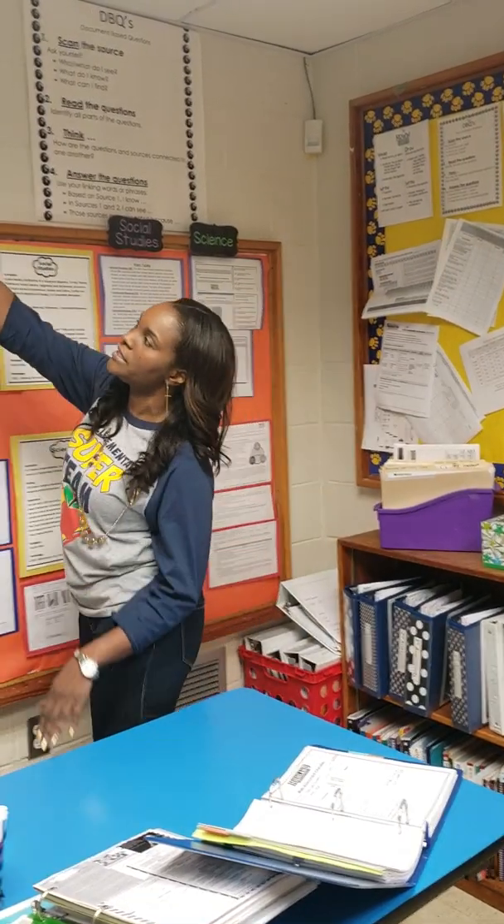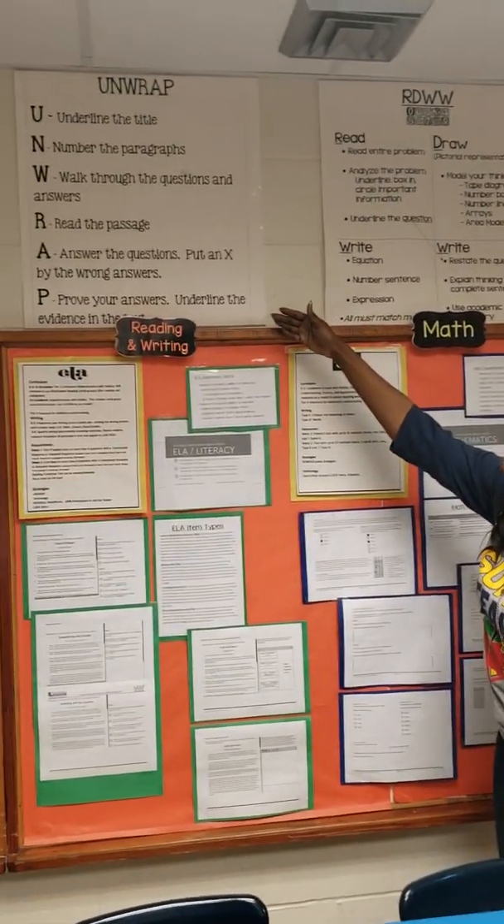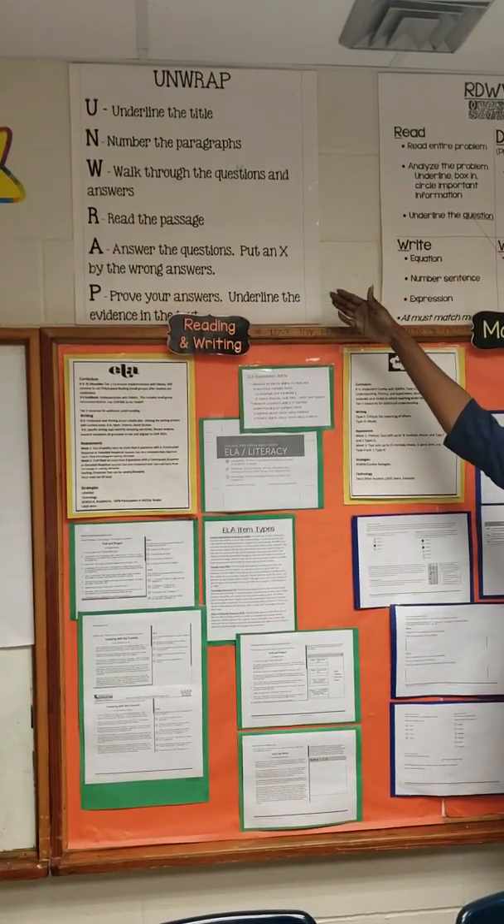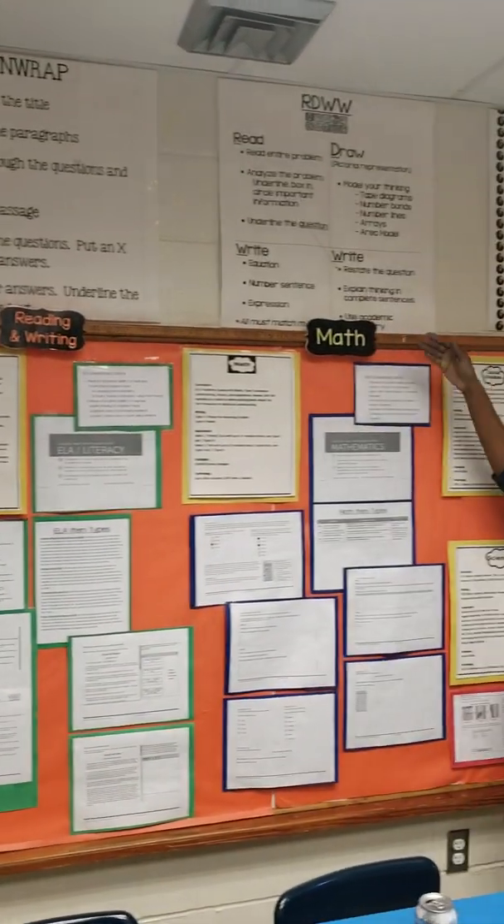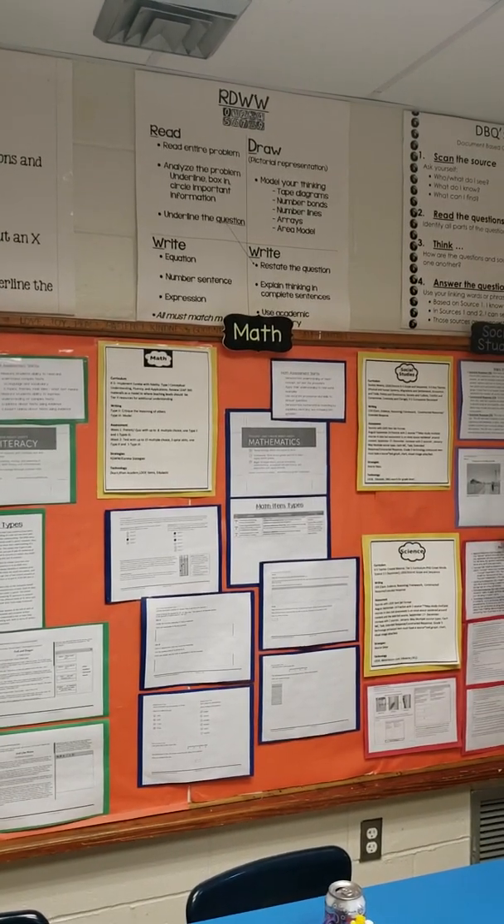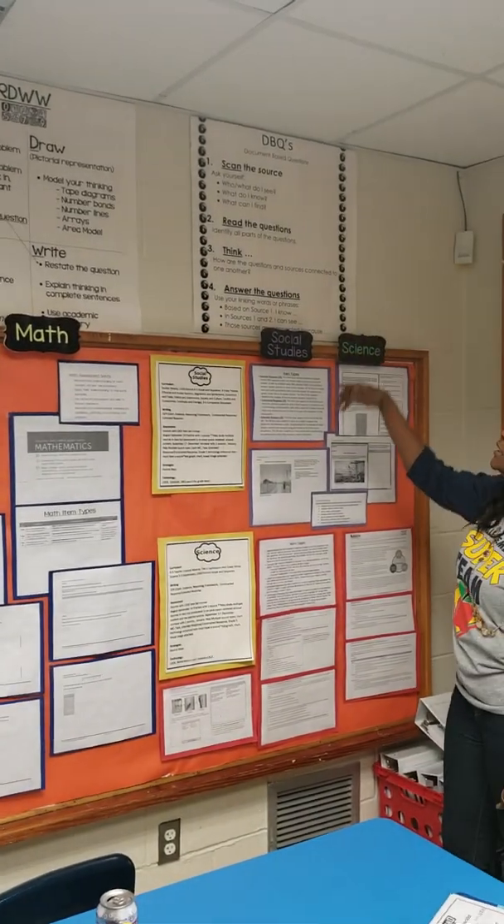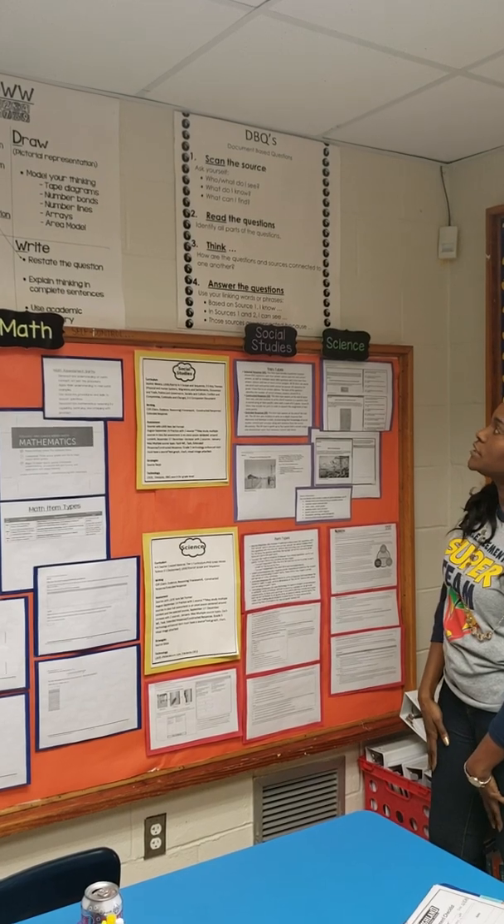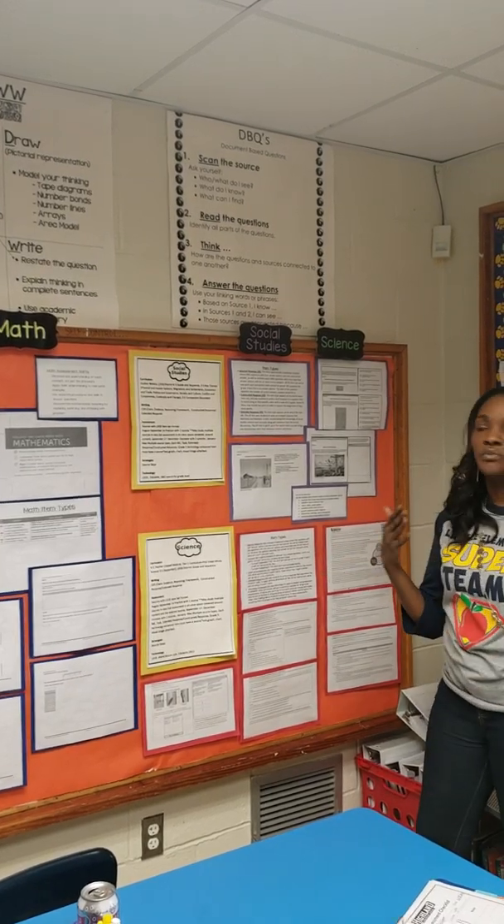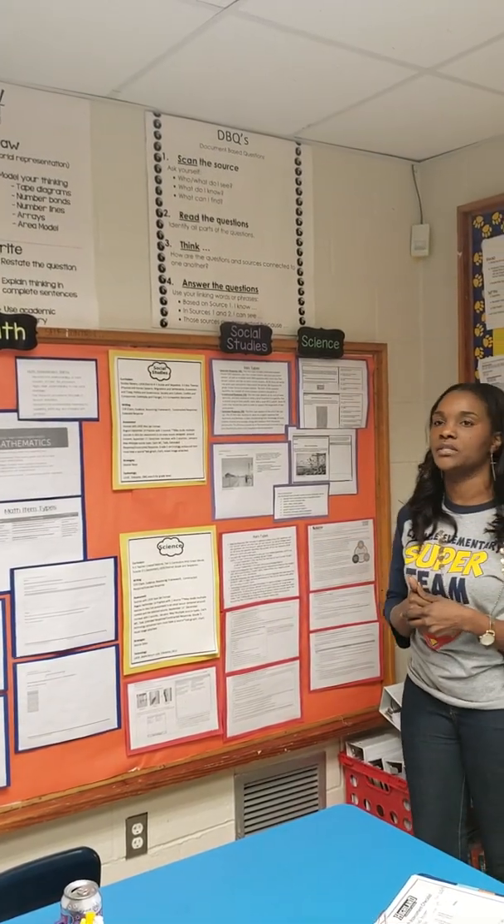Also up here, you'll see our strategies for the different content areas. In reading, we use Unwrap. In math, we use RDWW. In social studies and science, we look at our DBQ questions. And so we can scan the source, read, think, and answer the questions.